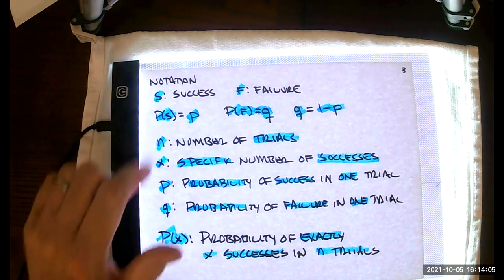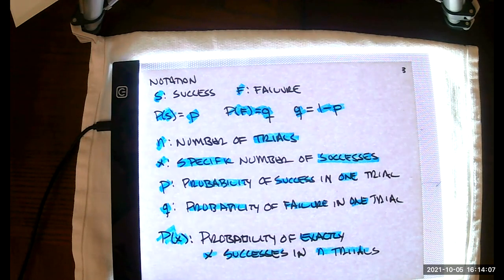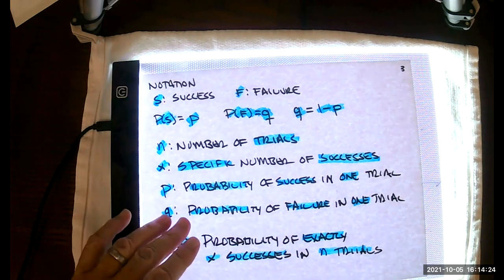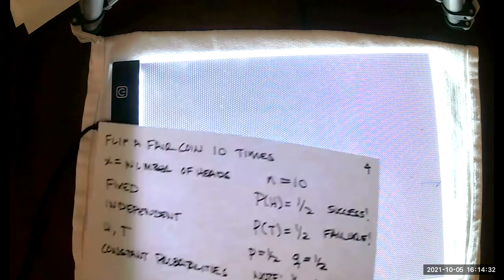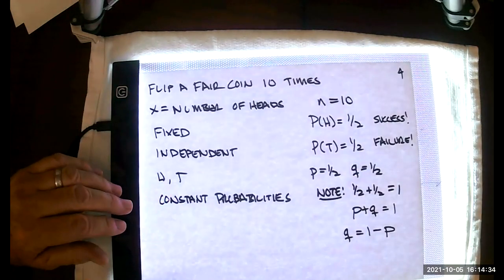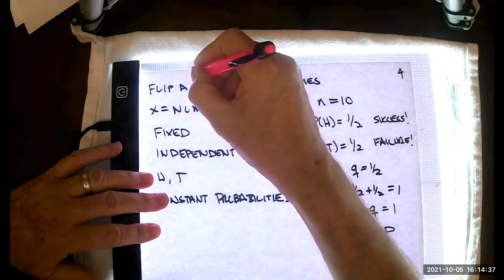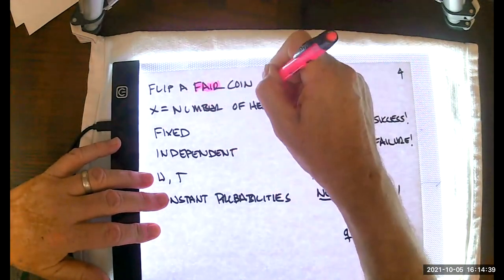I tend to mess around with S and F depending on what it is we are working with. If we're flipping coins, it might be H and T, heads and tails. If we're guessing, it might be correct and incorrect for a question on an exam. So I'm not wedded to S and F. The notions are well defined within each of the problems we look at. So let me give you an example of what we mean here. We are going to start by flipping a fair coin 10 times.